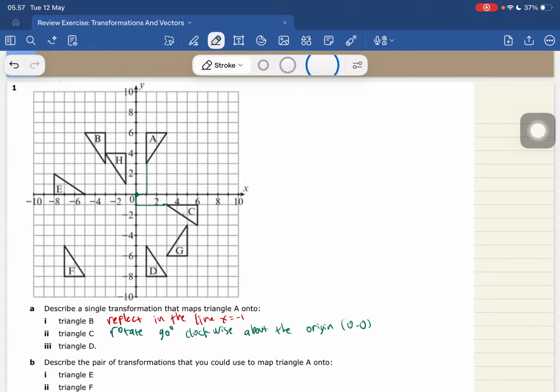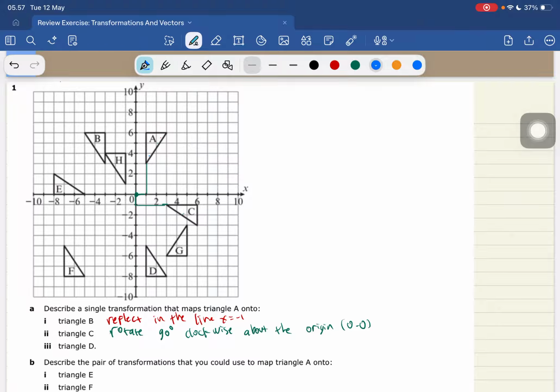Now triangle D. Where is D? Here, A and D. As we can see, they are mirroring, so we can just count it. We got 3 here, 3, 1 and 1. Here it is, the mirror line. So we can write it: reflect in the line y equal to -1.